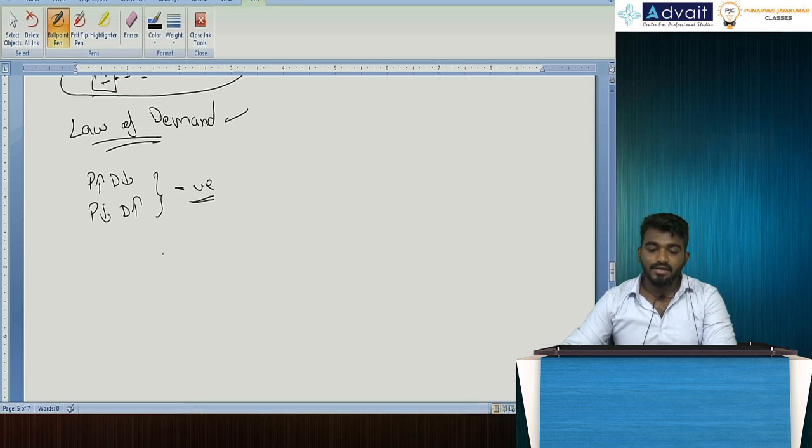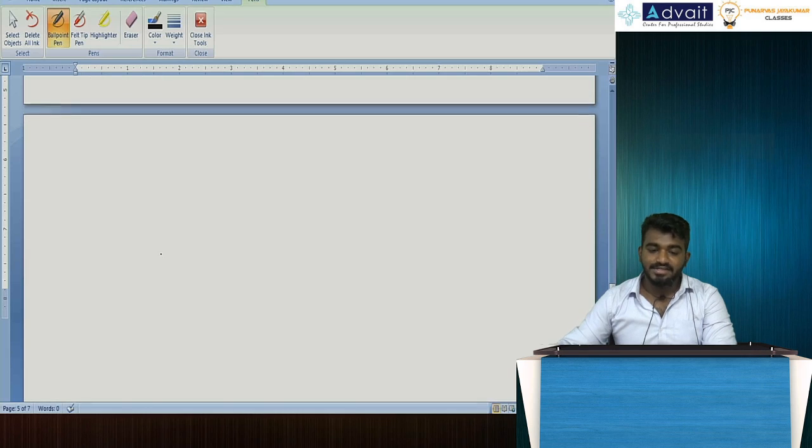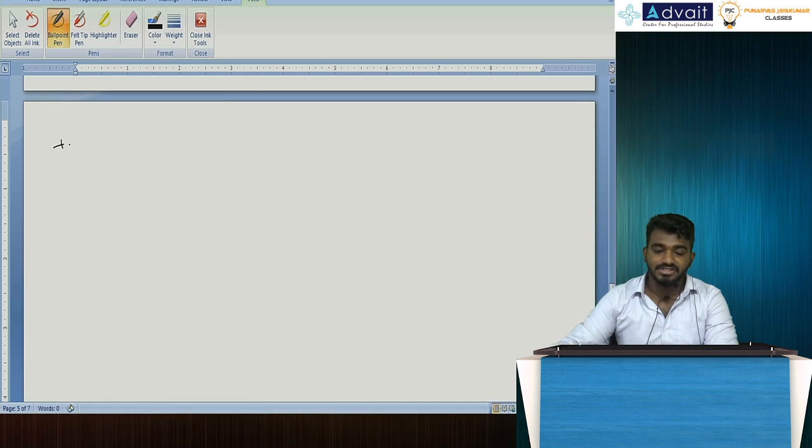Now, we are going to discuss those points which are considered a positive relationship. What is this positive relationship? Whenever price increases, demand will also increase. Whenever price decreases, demand will also decrease. We call these exceptions to the law of demand. What is law of demand?